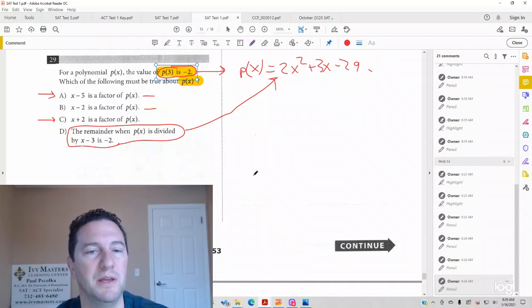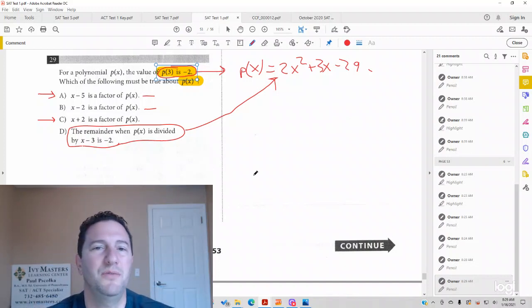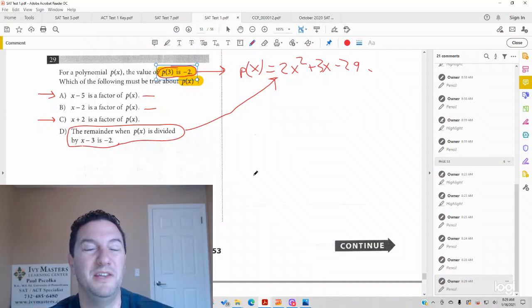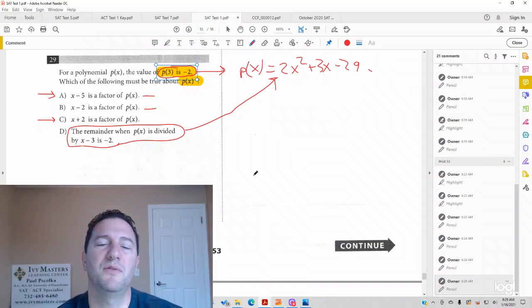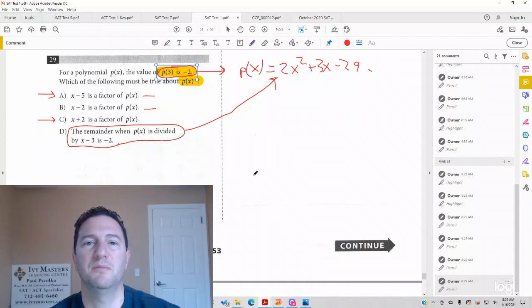This is a more complicated concept, so if you lost it, this might be the one that you let go. Unless you're scoring 750 or above, this question in particular, you might just let go.